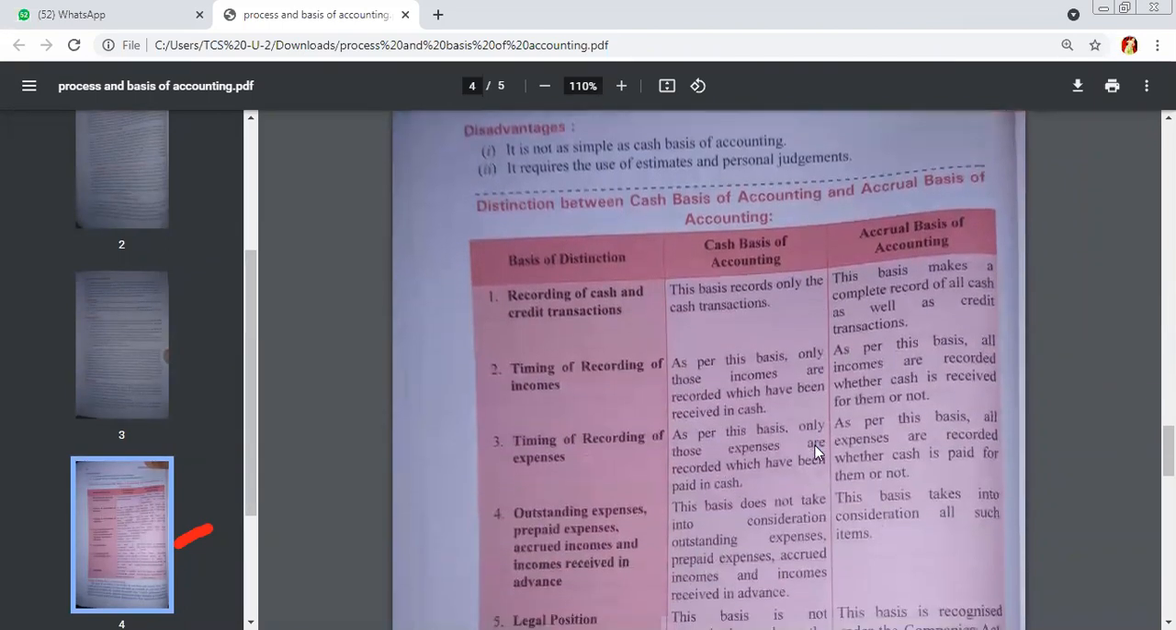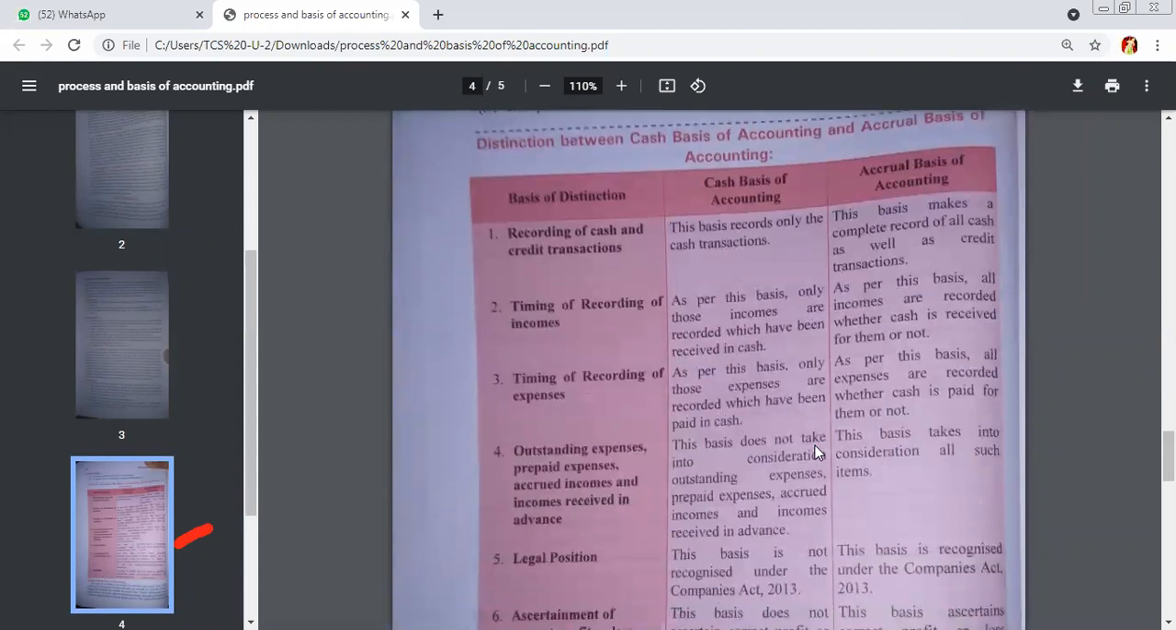Now, the distinction between the cash basis of accounting and the accrual basis of accounting is very important. If we talk about the recording of transactions, only cash transactions are recorded in the cash basis, while in the accrual basis both credit and cash transactions are recorded. Regarding timing, incomes are recorded when received in cash in the cash basis, but in the accrual basis incomes are recorded whether received in cash or accrued to receive. Only those expenses which are paid in cash are recorded in the cash basis, but in the accrual basis all expenses are recorded whether paid in cash or not, that is, due to pay.